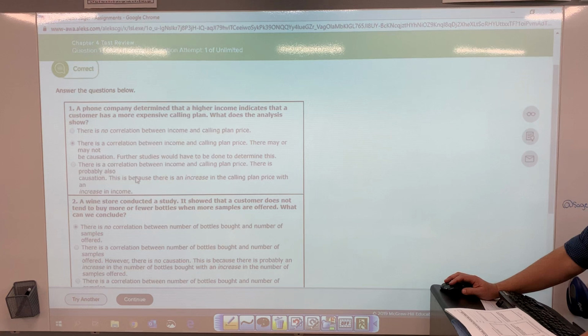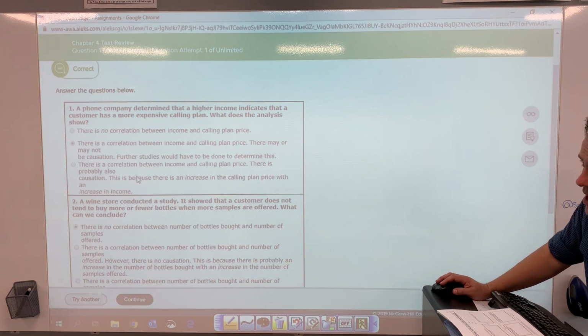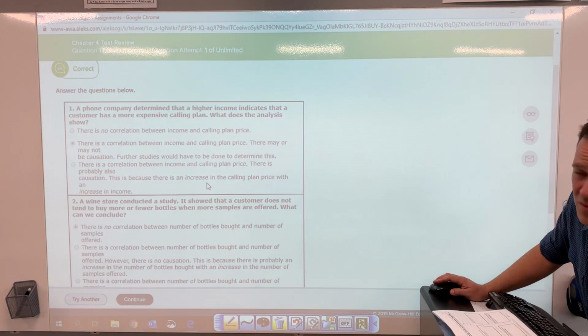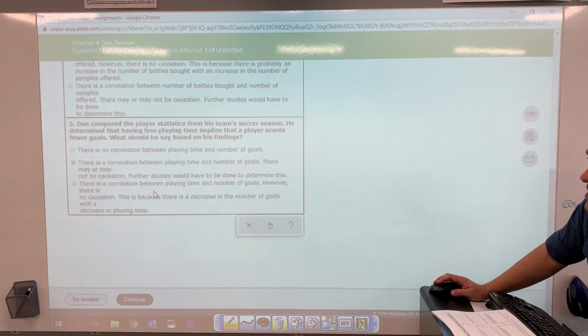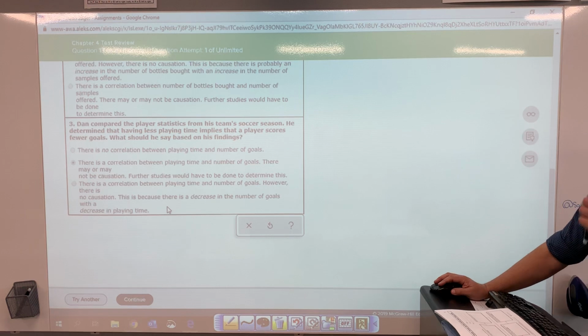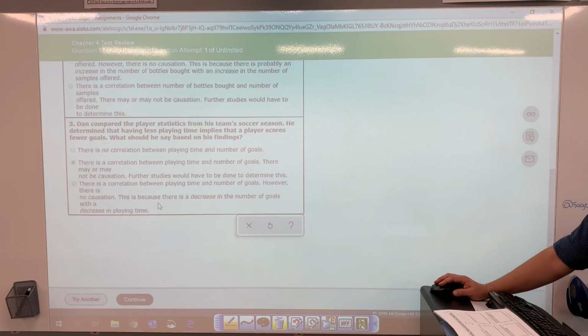Usually this last one, there has to be some type of cause. This is because an increase in calling plan price with an increase in income just didn't make any sense to me when I was reading it, so that's why I didn't pick it, and same with the last one. I didn't like this statement right here: this is because there's a decrease in the number of goals with a decrease in playing time. I didn't like that because it says, however, there is no cause. Well, technically there is a cause, so that's why I picked the one in the middle.